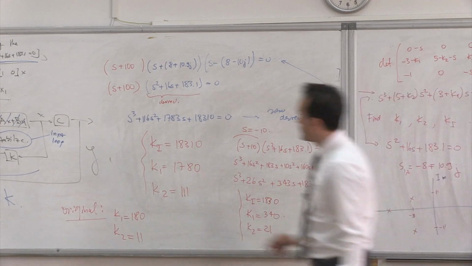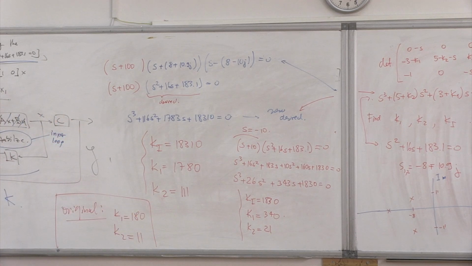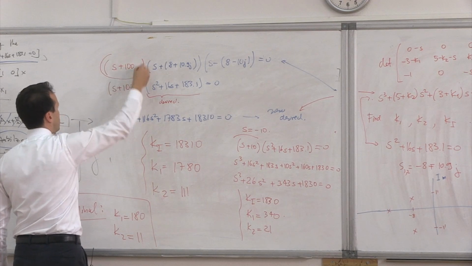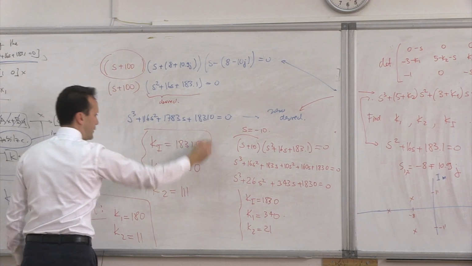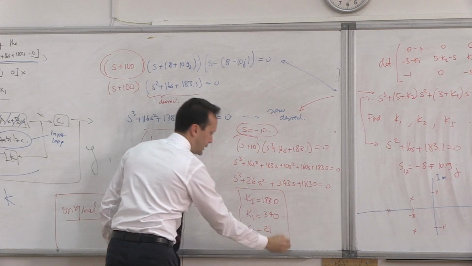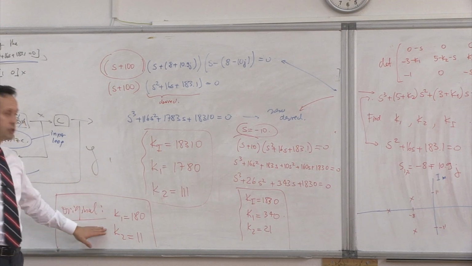So without the integral controller, just to stabilize, 180 and 11. If you choose the third pole at minus 100, these are the gains. If you choose it at minus 10, these are the gains. And look at K1 and K2. They change every time I introduce the integral controller. And when I choose the third eigenvalue as a different eigenvalue, they will change. And the original changes as well.